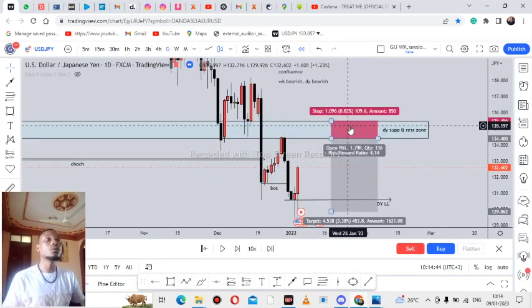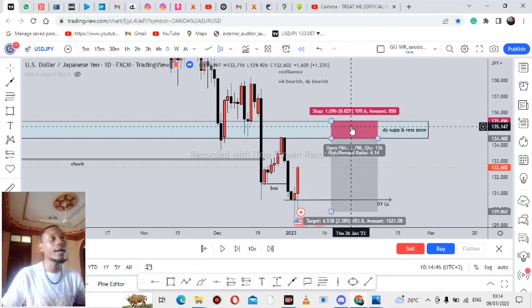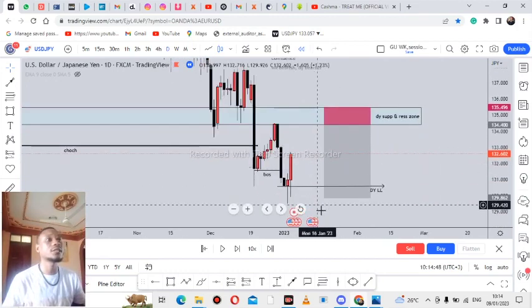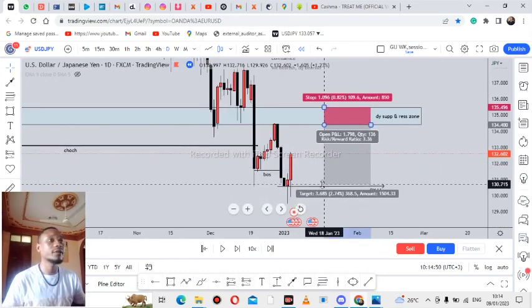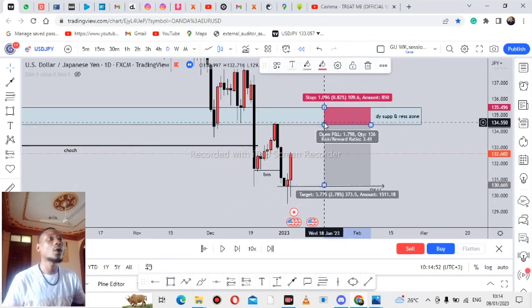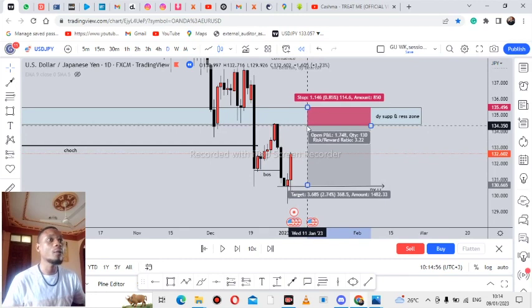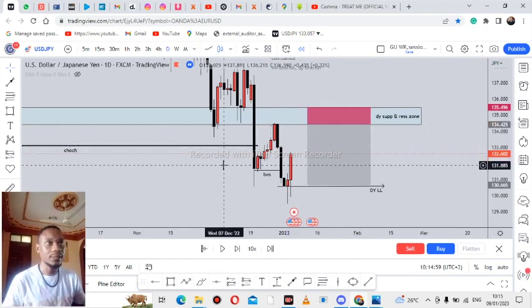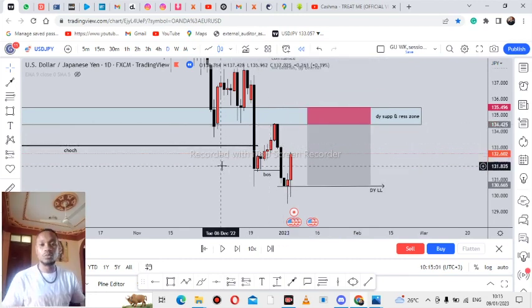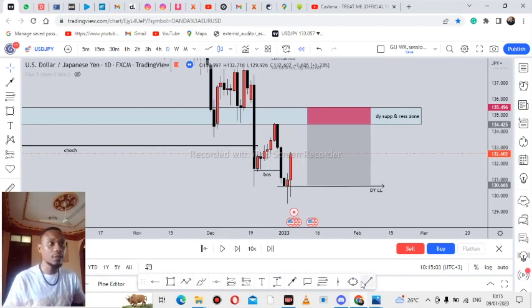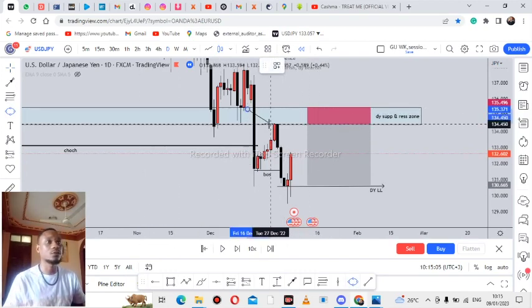So this zone had a number of pips of 109 pips. So I cannot take a trade with this very big number of pips. So I will go to the lower time frame to see how I can minimize my stop loss, as well as capture the liquidity which is found around this zone.